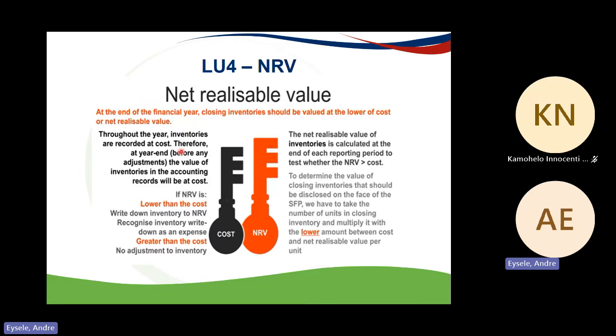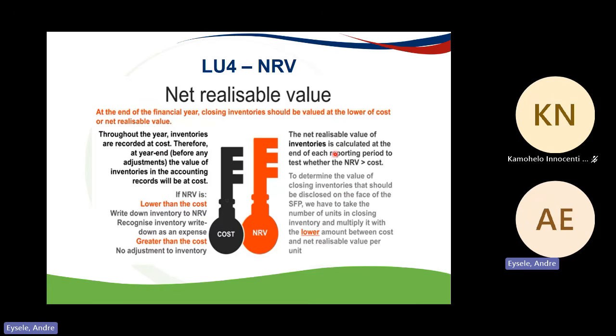Therefore, at year end, before any adjustments, the value of inventories in the accounting records will be at cost. If NRV is lower than cost, you make a write down of inventory to NRV. You recognize the inventory write down as an expense. If the NRV is greater than cost, there is no write down and no adjustment to inventory.